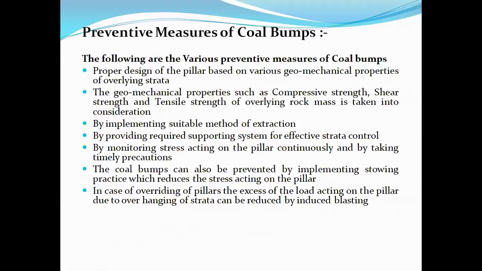Next, by providing the required supporting system for effective strata control. By choosing an effective vertical supporting system, we can avoid more and more stress concentration on the pillars, which in turn avoids coal bumps. Next, we need to monitor during mining activity the locations in the pillars where there will be a likelihood of more stress concentration. Another way we can measure coal bumps is by monitoring the stress acting on the pillars continuously and by taking timely precautions.